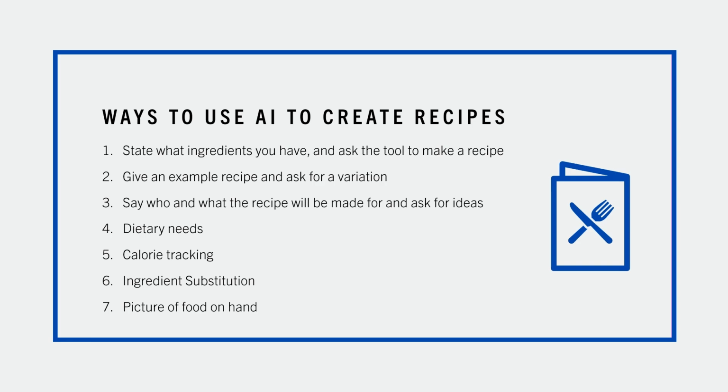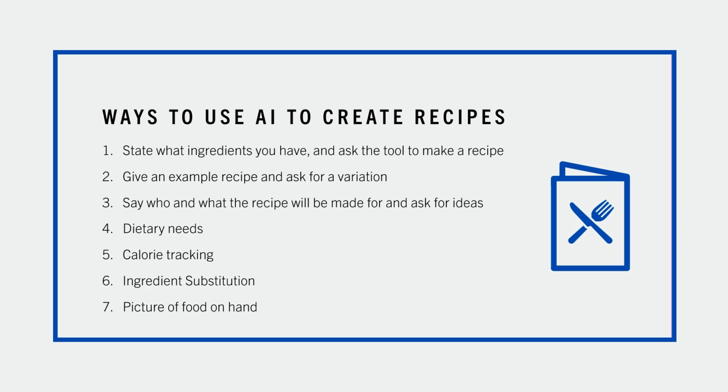Next up, we have giving an example recipe and asking for a variation. This is nice for those times when you've made a recipe a million different times and just want to change it up a little bit. Third, we have saying who and what the recipe is for, and then asking for ideas. I've used this, for example, if I'm going to a party with some friends and want to make just a quick dip or something for that. It's really good to just explain what your use case is and then ask the tool for different ideas.